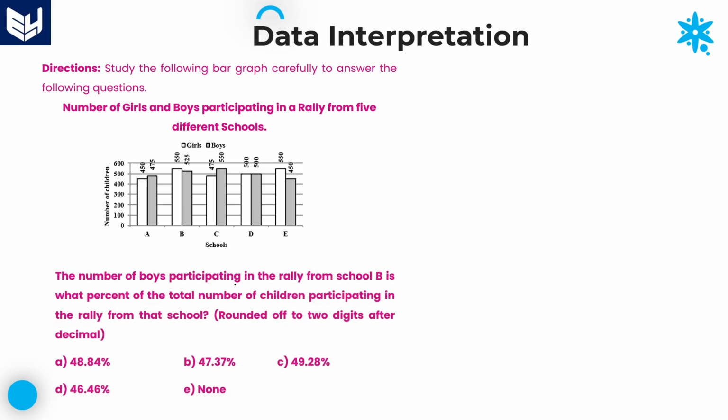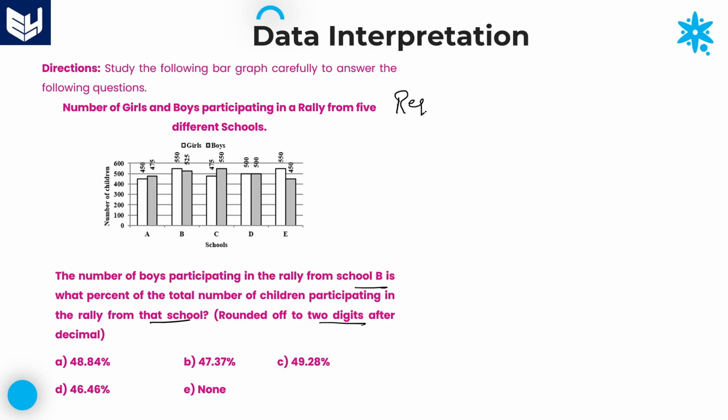The number of boys participating in the rally from school B is what percent of the number of children participating in the rally from that school, rounded off to 2 digits after the decimal point. So we need to calculate up to 2 digits after the decimal point. Here the question is, we need to calculate the percentage.